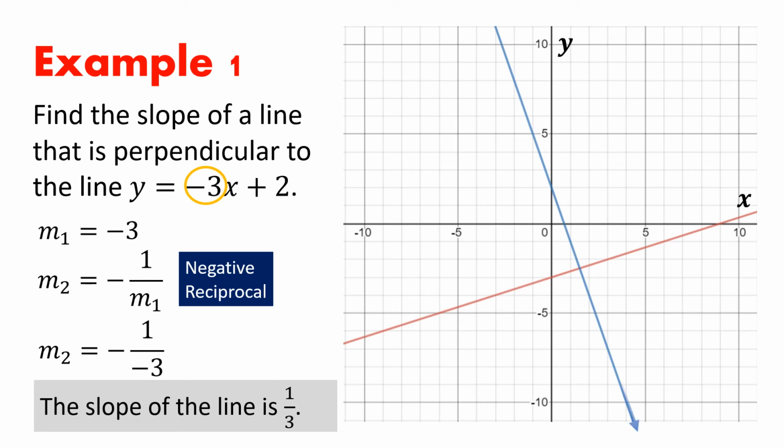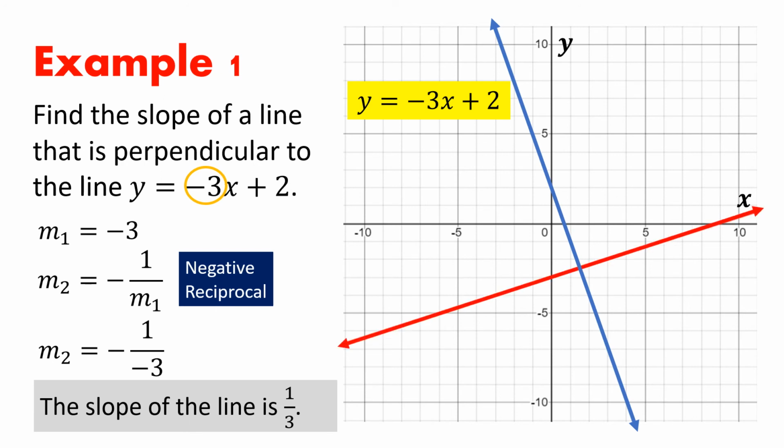The blue line is the graph of y equals negative 3x plus 2, while the red line is the graph of y equals 1/3 x minus 3. Notice how the slopes are negative reciprocals of one another. Moreover, the two lines intersect and form a 90-degree angle.